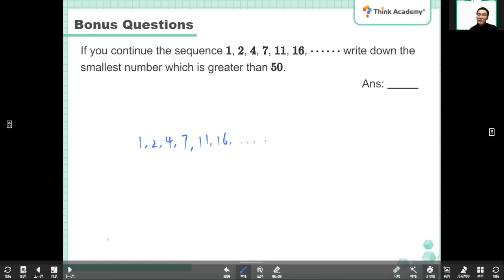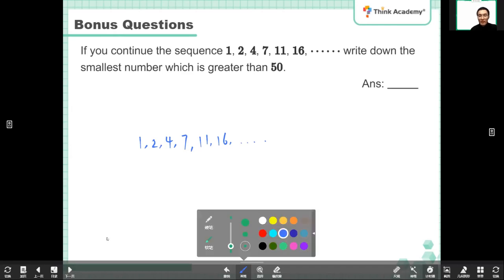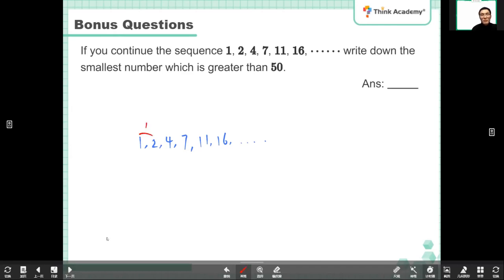So let's look at the difference first. Obviously, there is no common difference over here. Between 1 and 2, the difference is 1. Between 2 and 4, the difference is 2. The pattern is starting to show, right?